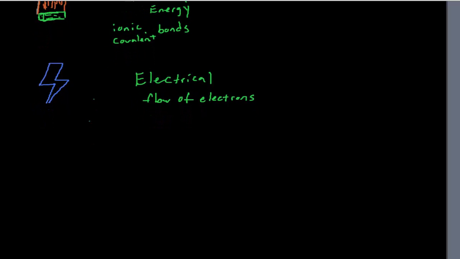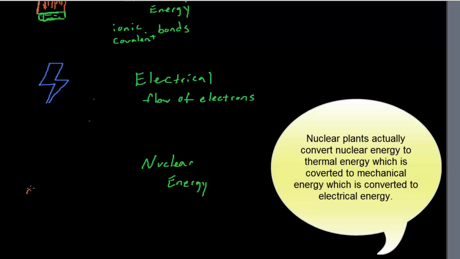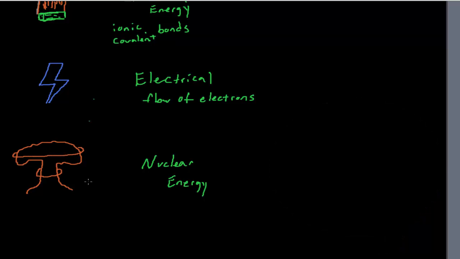Okay, a fourth type of energy is nuclear energy. I'm sure you're very familiar with it. Yes, we have nuclear plants. Let me draw a little mushroom cloud here. There we go. Nuclear energy is probably what you're most familiar with. It comes from the nucleus of an atom. That's where the word nuclear comes from.